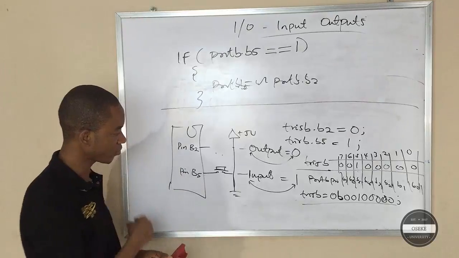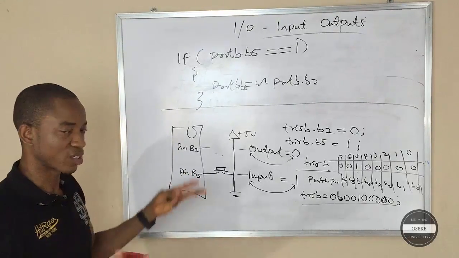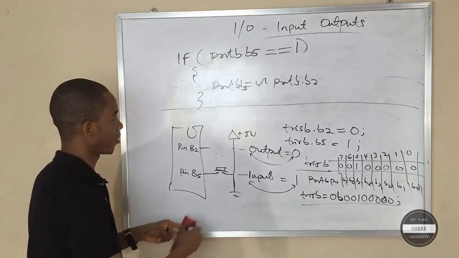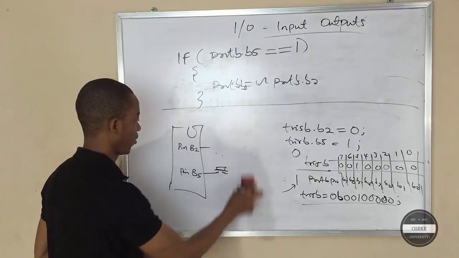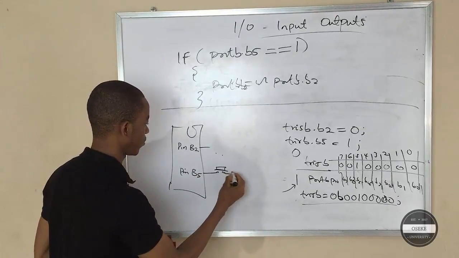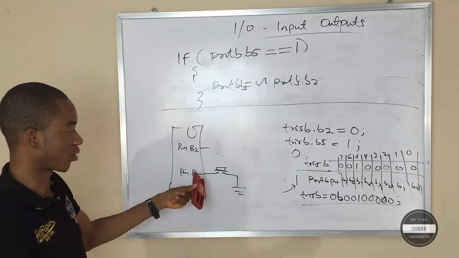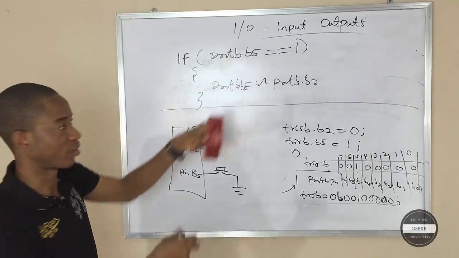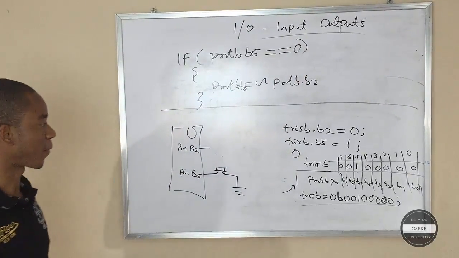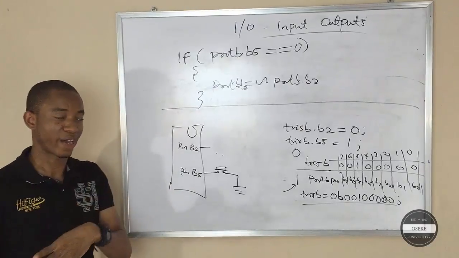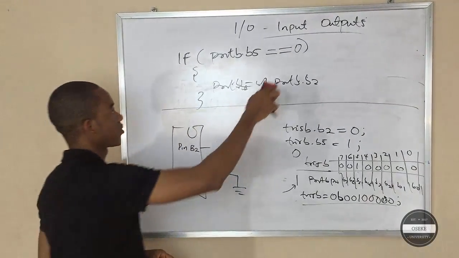So we need to test for high. If we're bringing low to the microcontroller, let me change this, then we'll be testing for 0 there. But since we're testing for high, we can put it at 1. And then there's one more thing I need to tell you about.